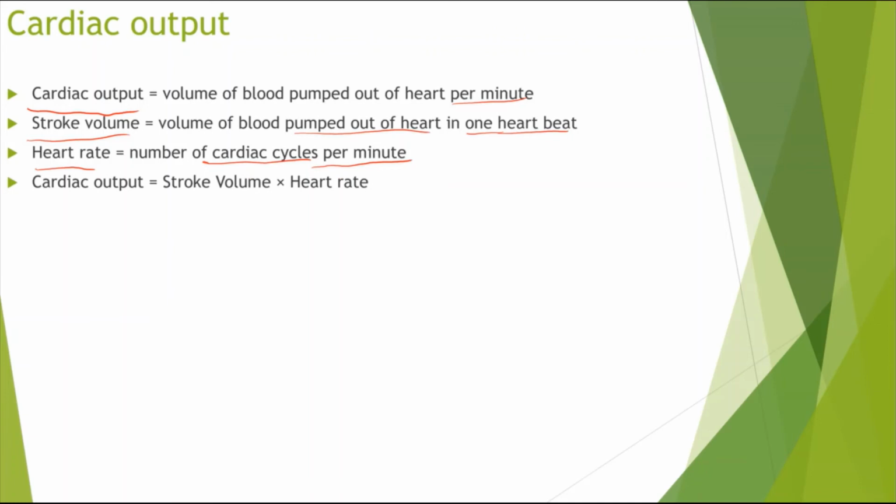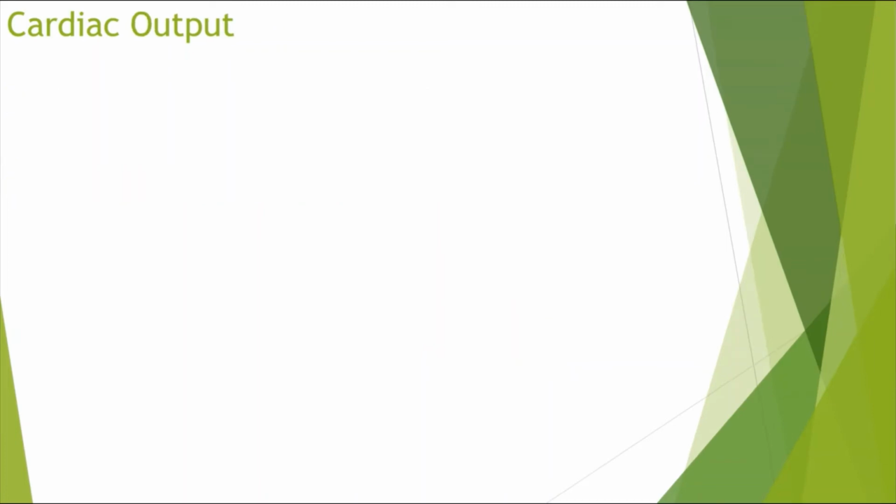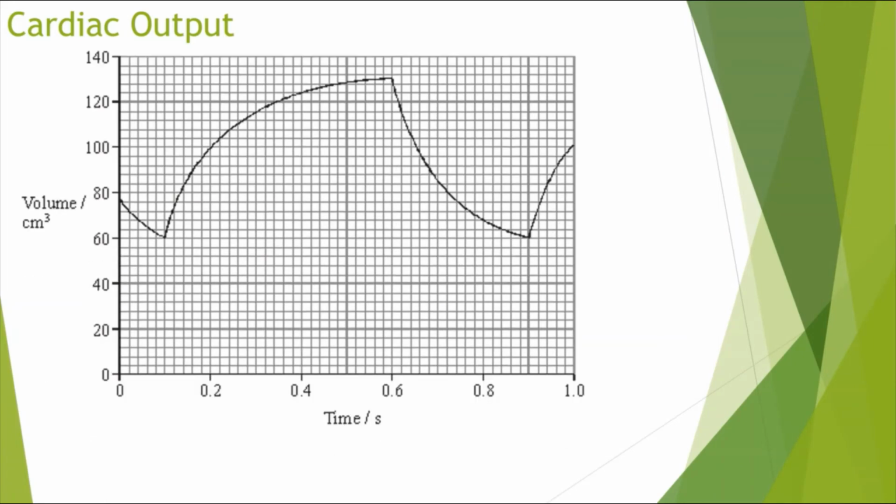So looking at the formula for calculating the cardiac output, it basically is the stroke volume times the heart rate. If you prefer using the triangle, cardiac output would be at the top, and the stroke volume and the heart rate are combined, timesed together to get the cardiac output. Okay, so cardiac output questions have been a common type of question in past examinations, so I'll just go through an example. If you've been given this graph and asked to calculate the cardiac output, you need to remember the equation.